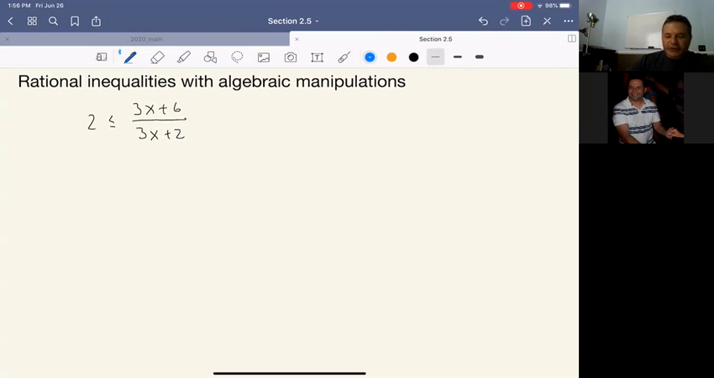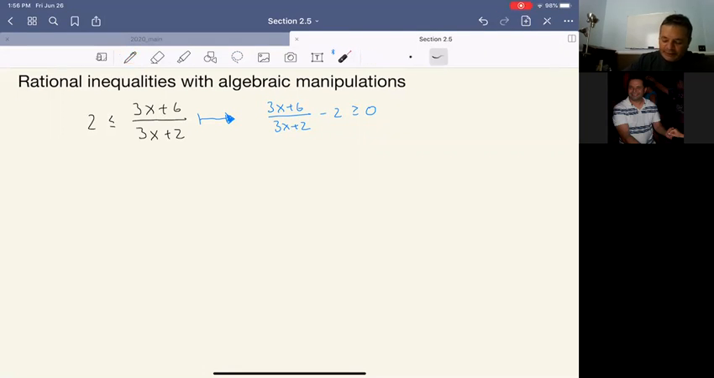Okay, so we're going to subtract 2 from both sides. It's a little arrow there. Sometimes students don't recognize my arrows. Okay, and so I'm going to say (3x plus 6) over (3x plus 2) minus 2 should be greater than or equal to 0. That's equivalent.